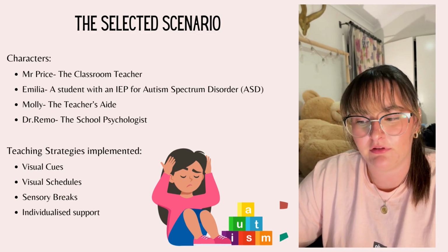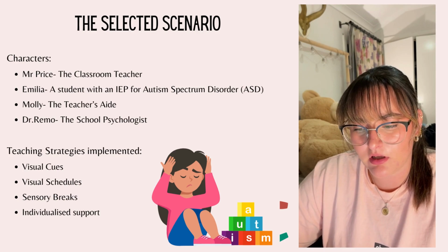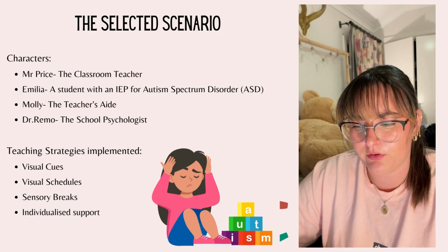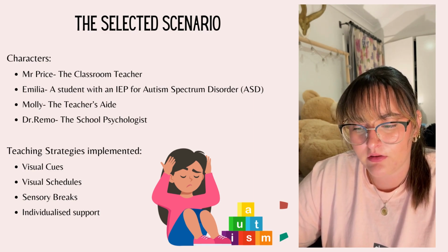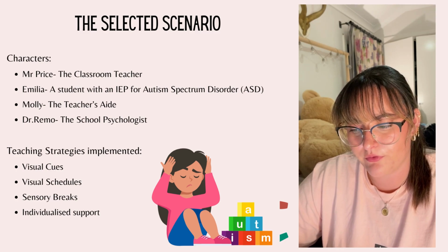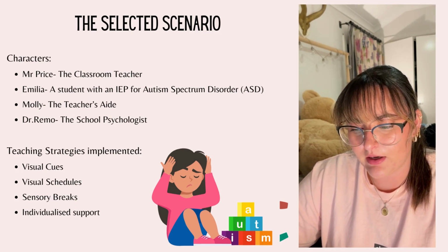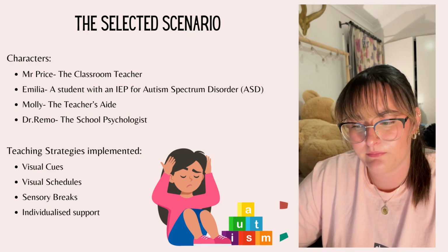This scenario is about a girl named Amelia who has an IEP for ASD. Mr. Price, the classroom teacher, begins his day by reviewing the day's lesson plans and accommodations for Amelia. The teaching strategies implemented in his classroom for her include visual cues and schedules, and providing her with sensory breaks if needed.